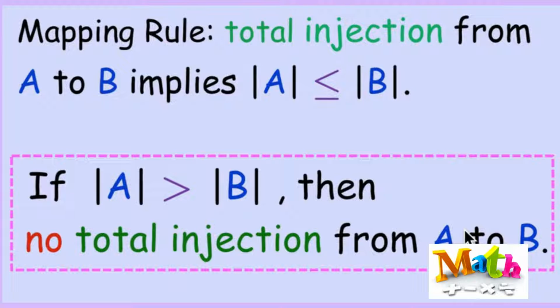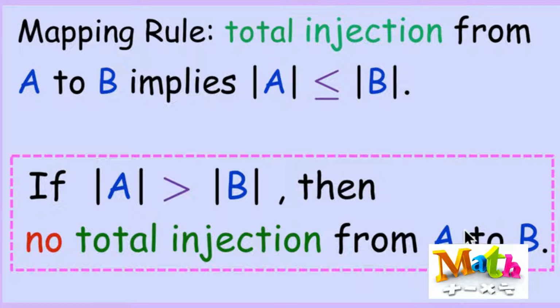of saying something that we've formally seen already. One of the mapping rules is that if you have a total injection from a set A to a set B, that implies that the size of A is less than or equal to the size of B. And taking the contrapositive of that, it means that if the size of A is greater than the size of B, then no total injection from A to B is possible.